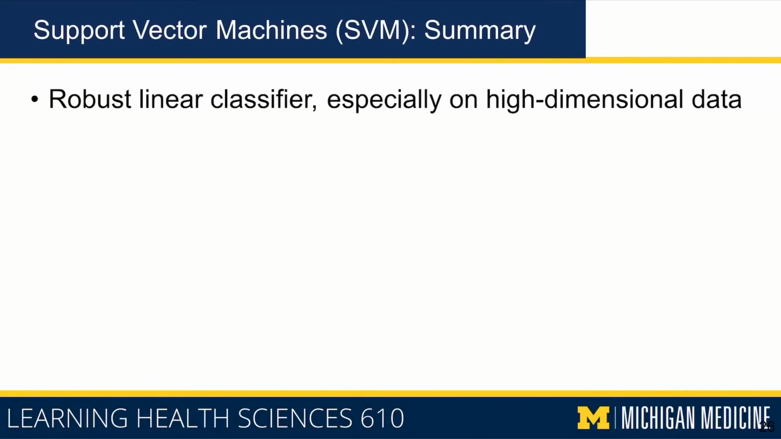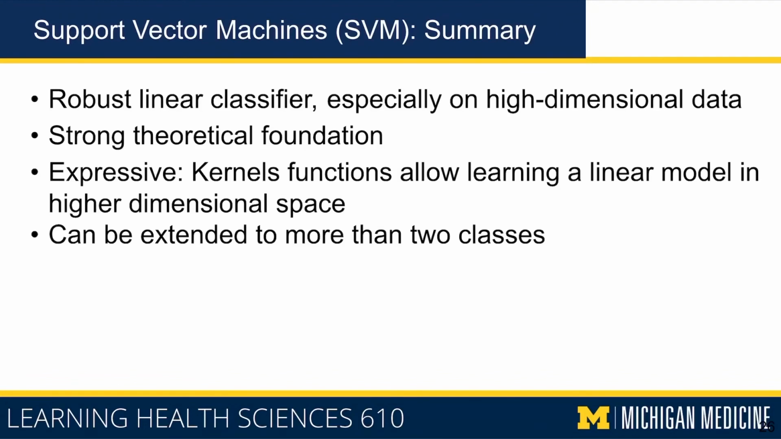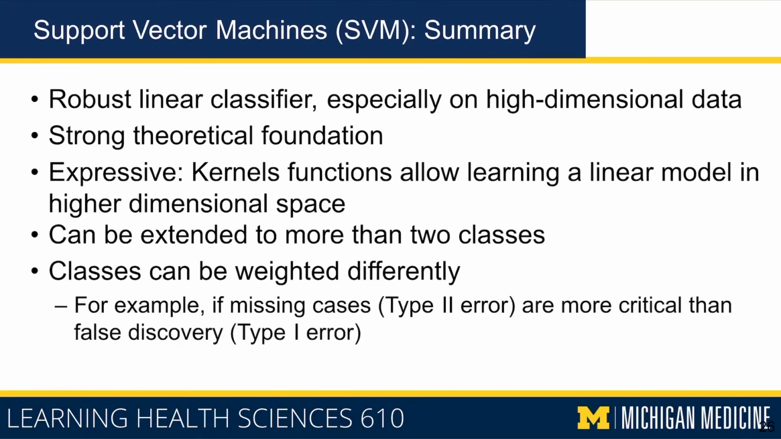So to summarize, support vector machines are robust linear classifiers, and they work especially well with high dimensional data. They are based on a strong theoretical foundation, specifically a quadratic optimization function. And they're expressive, especially using the kernel functions that allow learning a linear model in a higher dimensional space. They can be extended to more than two classes using one versus one or one versus all approaches. And classes can be weighted differently as well.